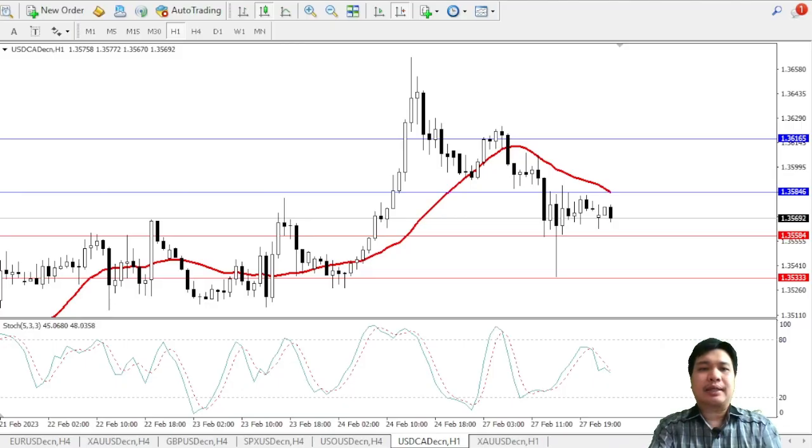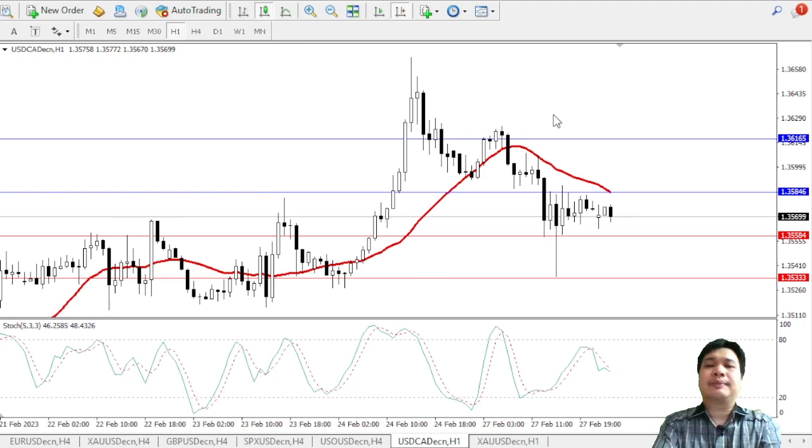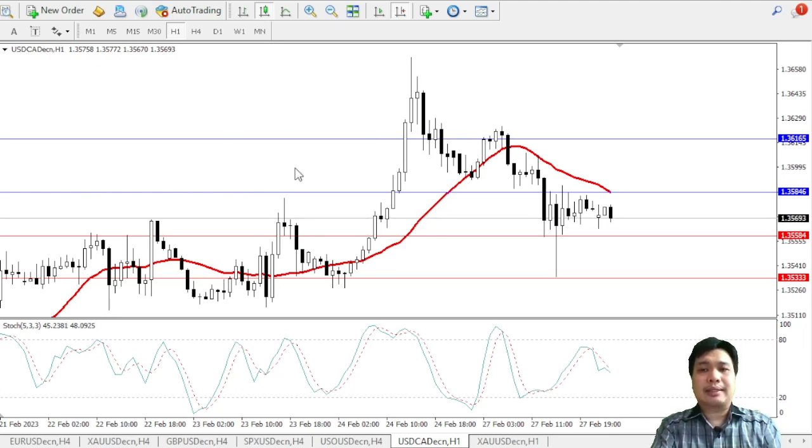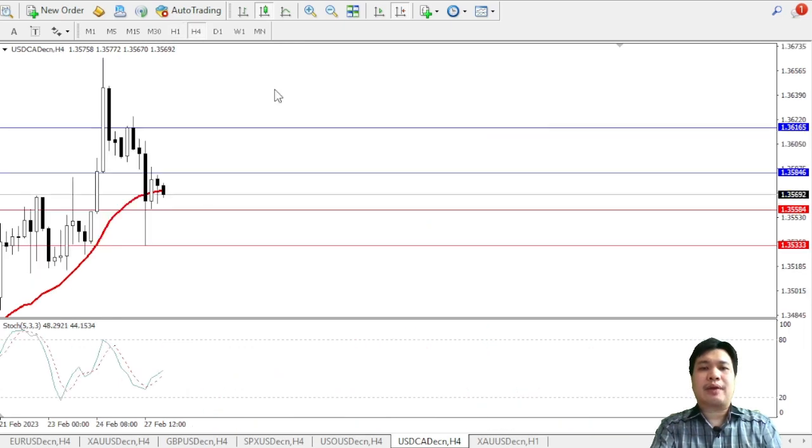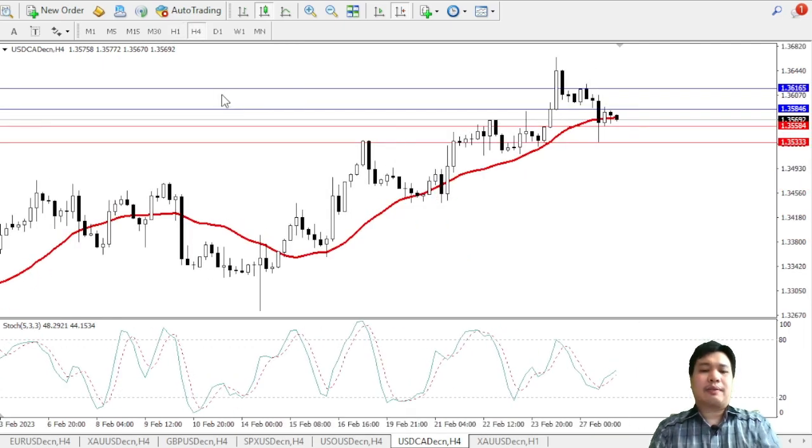Let's see from the technical side. I already opened the USD/CAD, the dollar versus the Canadian dollar. Let's open from the 4 hour first. If you look at this stochastic, it's still in the middle, meaning there's still no clear direction for the Canadian dollar.